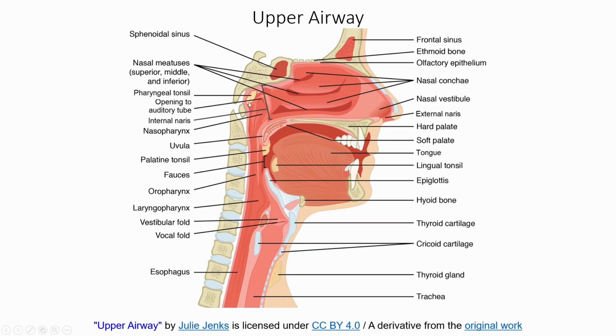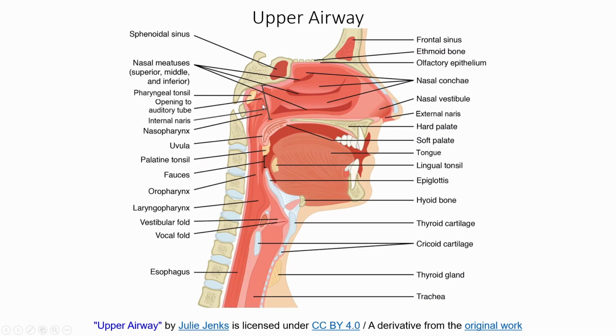We have the opening to the auditory tube or the eustachian tube to help equalize ear pressure on the inside of your middle ear. Working our way down, we have the little uvula. That's the little dangly thing you see in the back of your throat, right? The tongue. We have the different tonsils. We see the pharyngeal tonsil up here, the palatine tonsil, which is what you think of when you think of tonsils, and then the lingual tonsil.